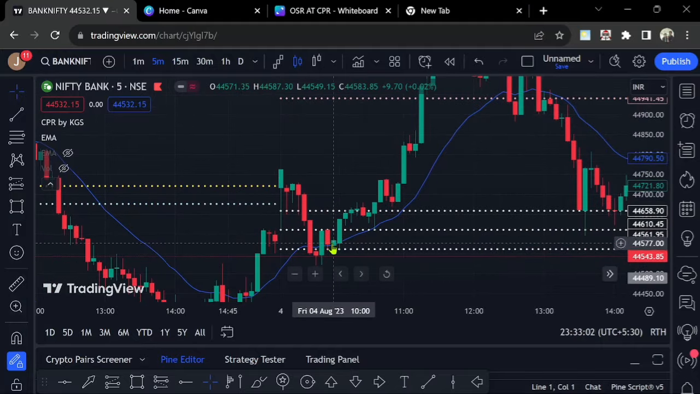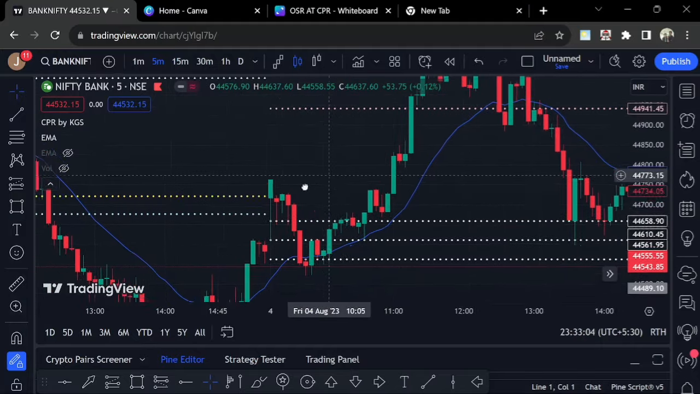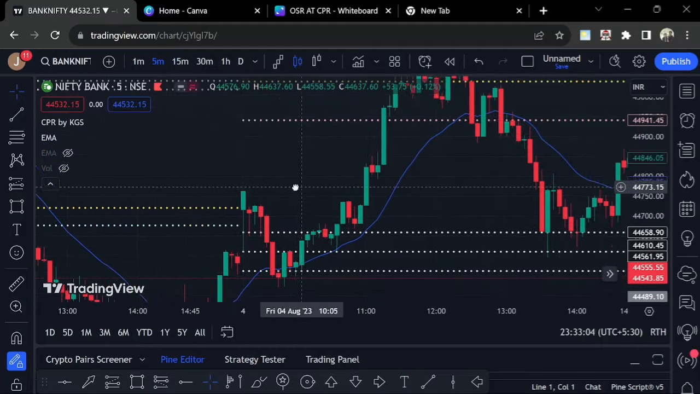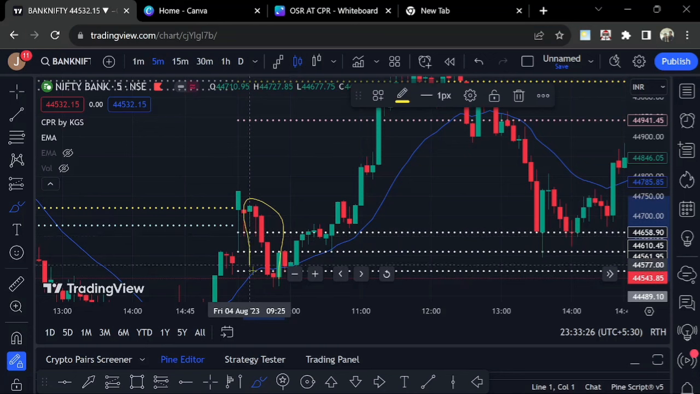This is 4th August 23, Friday. The first candle is a bullish candle. In this candle, you are not supposed to take a trade because you are waiting for the OSR pattern. You see, three consecutive candles break the CPR. This is called a parabolic setup. I will be talking about this setup, and I have told you in some videos. This is the parabolic move.